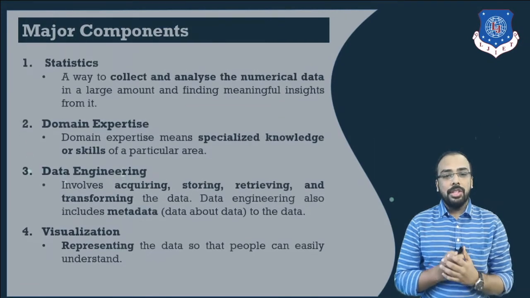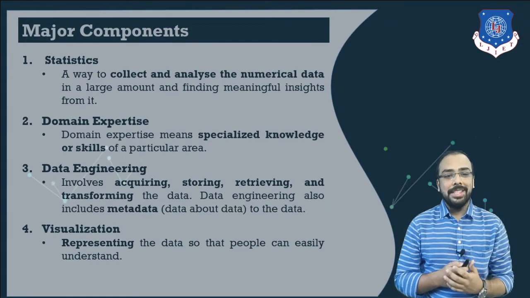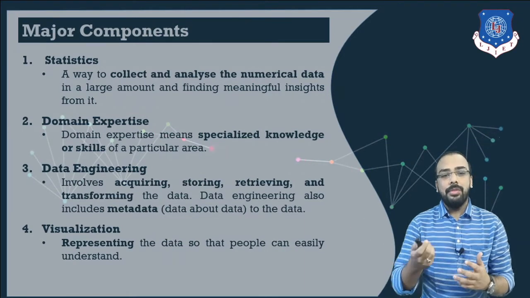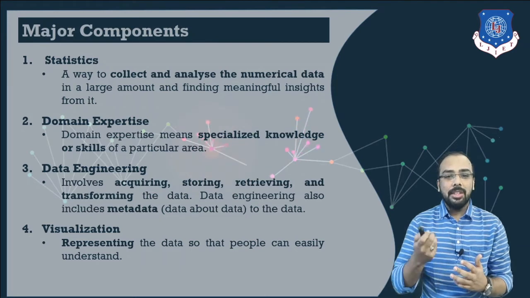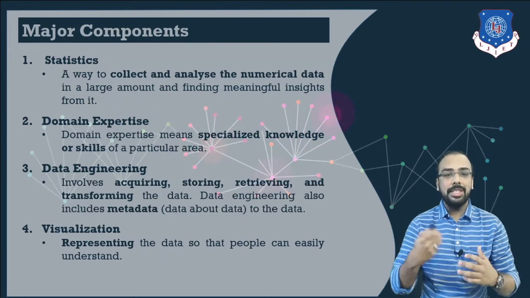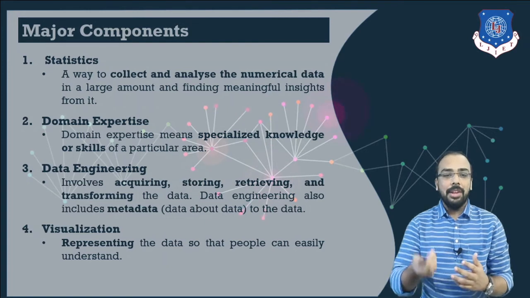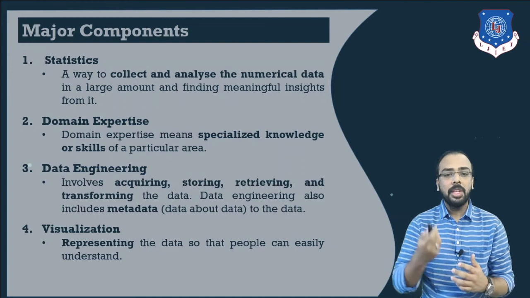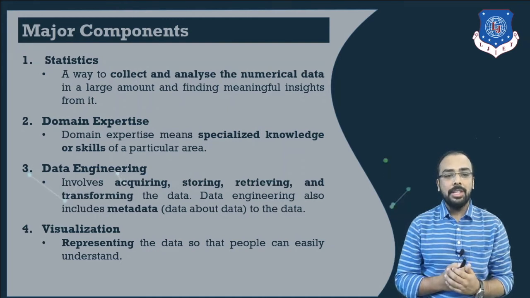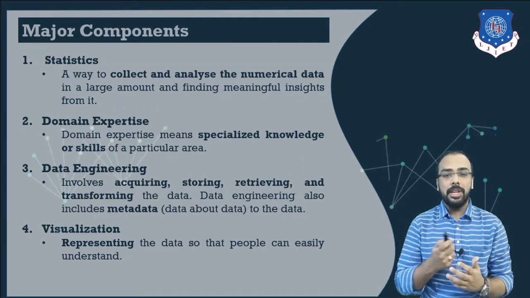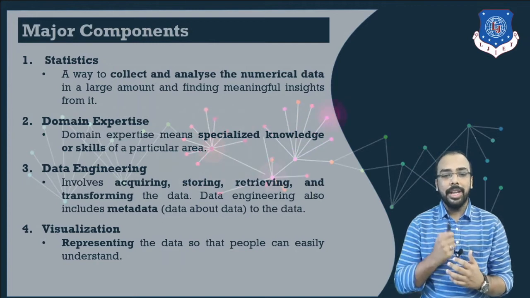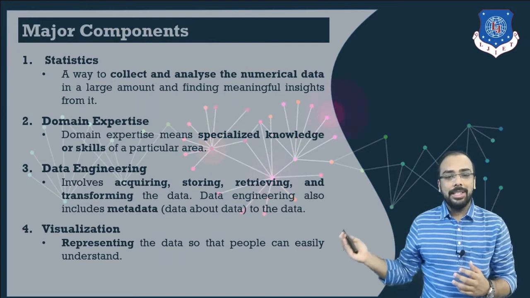The first and foremost component of data science is statistics. Why is statistics used? Whenever we want to collect or analyze a huge amount of numerical data and find insight from it, we use statistics. The second component is domain expertise. Domain expertise means we require specialized knowledge or specialized skill of a particular area.